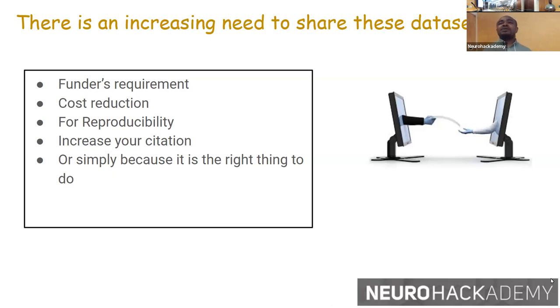So there's an increasing need to share these data sets, because sometimes it's a funder's requirement. If a funder funds your research, they require you to share the data sets. I'll make it open because there's an increasing need for open science and open data sharing. Also, it reduces the cost of research if we share data sets. If I want to generate a data set for a particular research question, and somebody else has already generated the same data set from another region, it would be good for me if I can have access to that data set without spending any time. So data sharing is important because it reduces the cost of research.